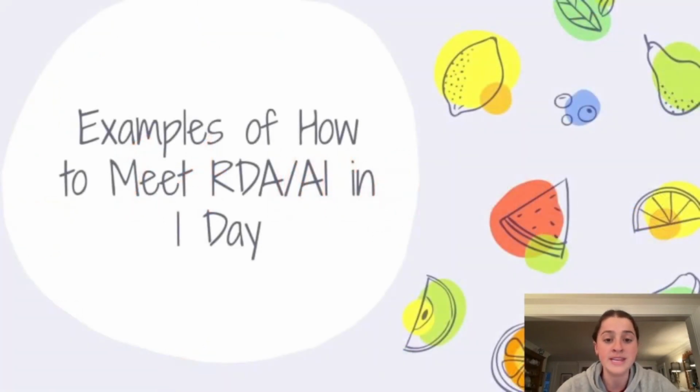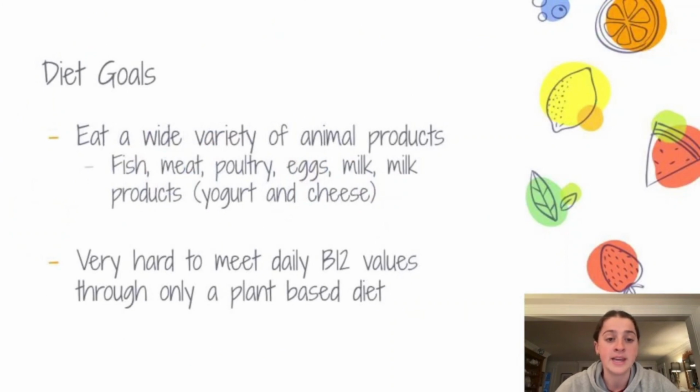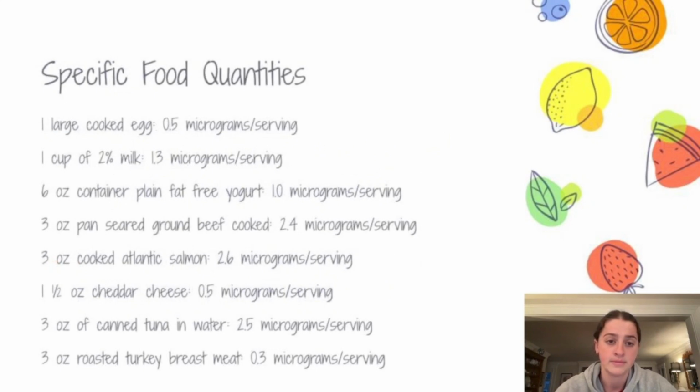Examples of how to meet these values consist of eating a wide variety of animal products, such as fish, meat, poultry, eggs, milk, etc. It's very hard to meet the daily values for B12 through only a plant-based diet. Specific food quantities include 1 large cooked egg, which is 0.5 micrograms, 6 ounces of plain fat-free yogurt, which is 1 microgram, or even 3 ounces of cooked salmon, which will give you 2.6 micrograms.